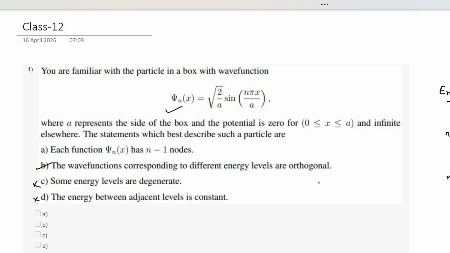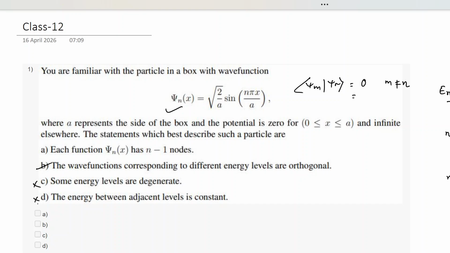Now, that the wave functions for different energy levels are orthogonal is true, because you see that this wave function is represented as sine of n pi x by a. So for a different energy level, just this n value will be different. Let's say for n equal to 1, you have sine pi x by a. Then n equal to 2, you have sine 2 pi x by a. So if you have psi m and psi n, sine m pi x by a and sine n pi x by a, and you integrate over the whole x from minus a to plus a, you will see that the value will be 0 for m not equal to n.